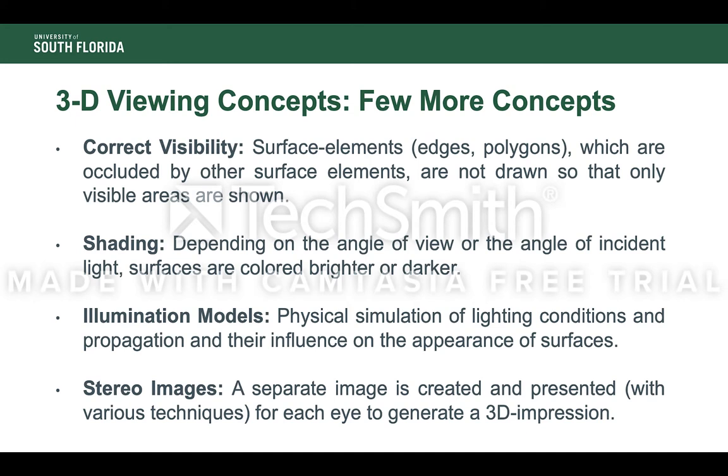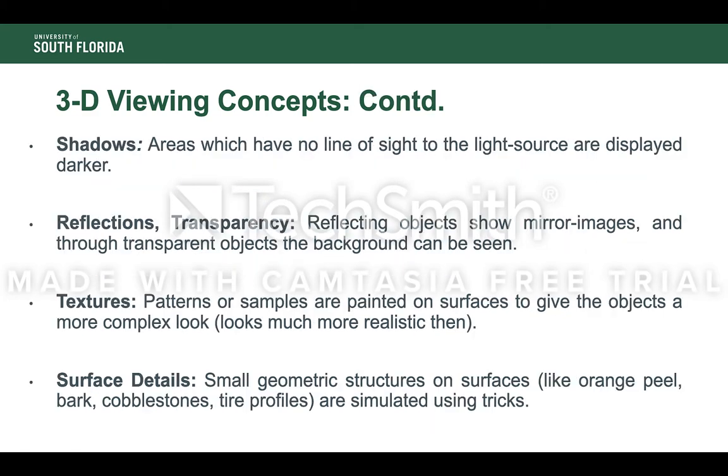The fourth one is stereo images. A separate image is created and presented with various techniques for each eye to generate a 3D impression. This is the basic definition of stereo images. Going further, a few more concepts include shadows, reflections and transparency, textures and surface details. These are the basic concepts.